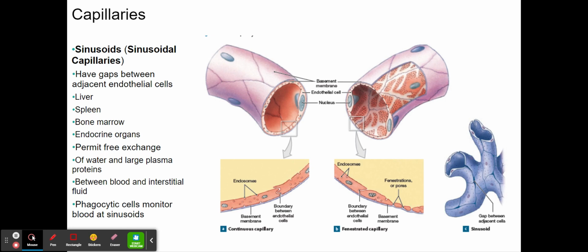Blood moves through sinusoids very slowly, maximizing the time available for exchange across the sinusoidal wall. Sinusoids occur in the liver, the bone marrow, the spleen, and many endocrine organs, including the pituitary and adrenal glands. At liver sinusoids, the plasma proteins secreted by liver cells enter the bloodstream. Along sinusoids of the liver, spleen, and bone marrow, phagocytotic cells monitor the passing blood, engulfing damaged red blood cells, pathogens, and cellular debris.